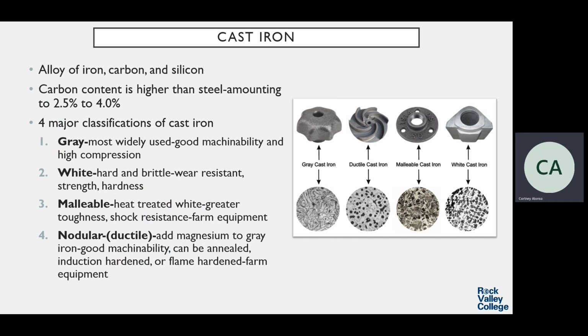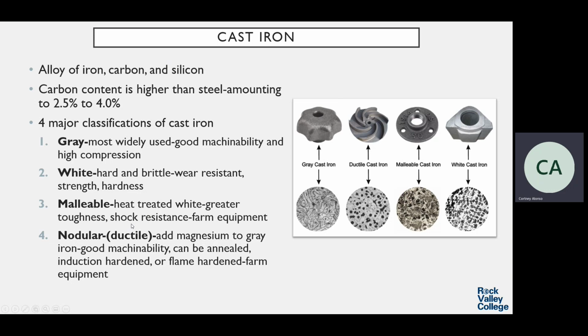Okay, cast iron. There are 4 major classifications of cast iron. I believe there's one more, but that's not as popular, but these are the 4 that we're going to focus on. So cast iron is an alloy of iron, carbon, and silicon. The carbon content is higher than steel, from 2.5% to 4%. You have 4 different types, like I said: gray cast iron, ductile cast iron, or nodular, and malleable cast iron. I believe some of you had a question, what is malleable? It's just a different composite.